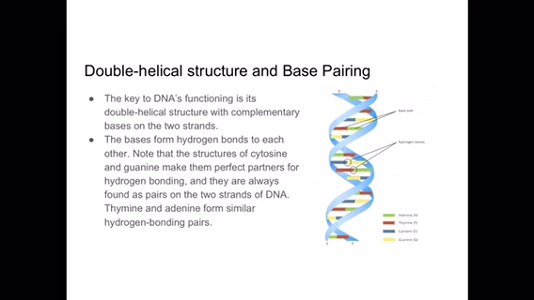Next, we have double helical structure and base pairings. The key to DNA's functioning is its double helical structure with complementary bases on the 2 strands. The bases form hydrogen bonds to each other. Note that the structures of cytosine and guanine make them perfect partners for hydrogen bonding, and they are always found as pairs on the 2 strands of DNA.